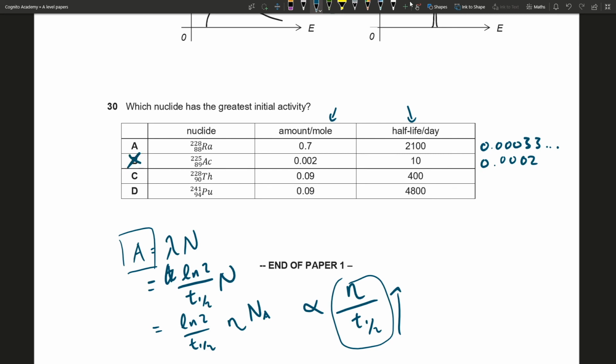The ratio for C is 0.09 divided by 400, and that gives us 0.000225, still less than A. C is also wrong. And option D, our last option, let's see if it's greater than A. 0.09 divided by 4800. Oh my, it's probably not. Yup, it's 0.0001875, which is way too small. So D is out. Our answer for question 30 is A.